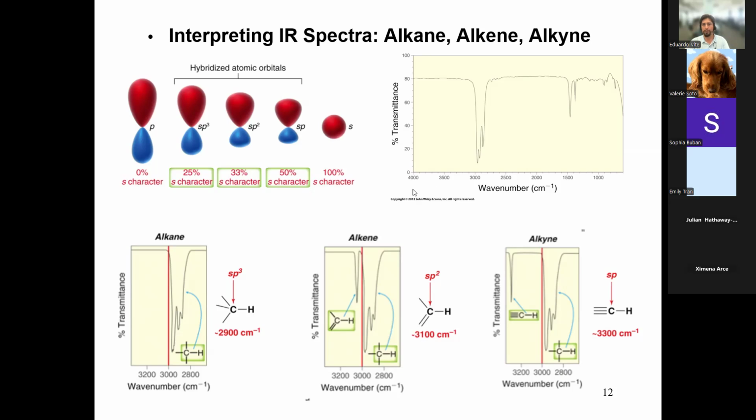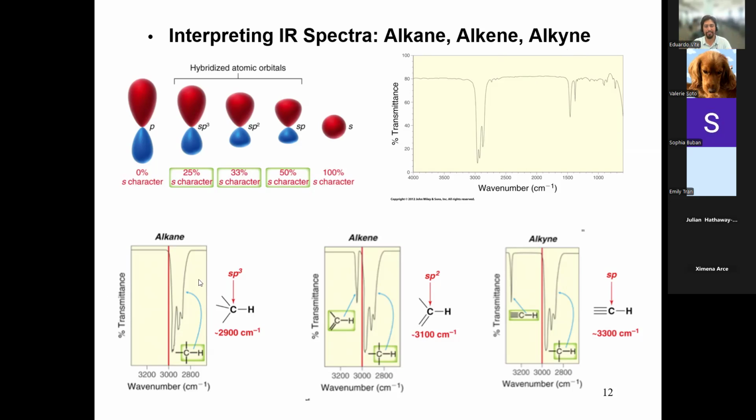So you should be using these terms. This is how we speak organic chemistry. Alkane is carbon-carbon single bond. Alkene is carbon-carbon double bond. Alkyne is carbon-carbon triple bond. And just like I told you earlier, stronger bonds have stronger wave numbers, right? Big energy, big wave number.